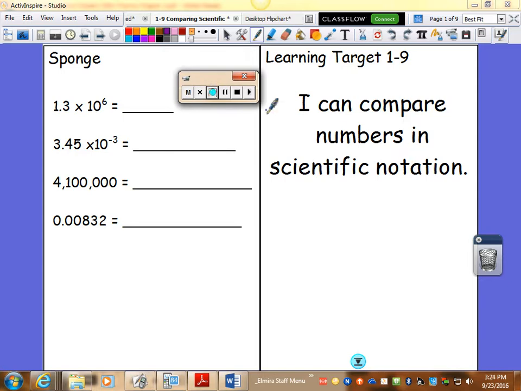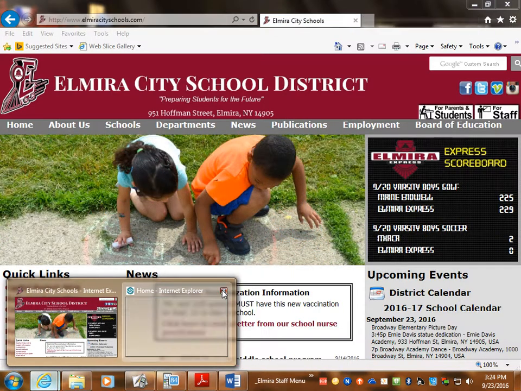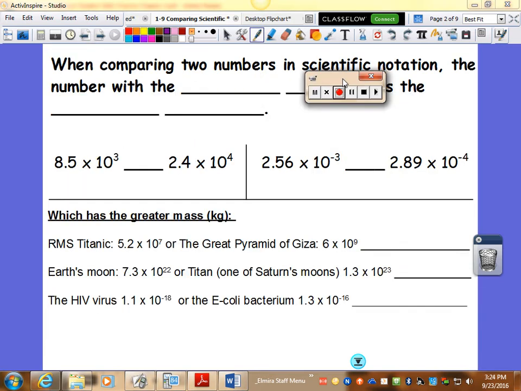So that's twofold. First of all, I want you to be able to tell which number is bigger and which number is smaller. And then we're going to use that knowledge to say, okay, well, if one is bigger than the other, how many times bigger? And if one is smaller than the other, then I want you to tell me how many times smaller than the other one. Okay, so, all right, here we go.